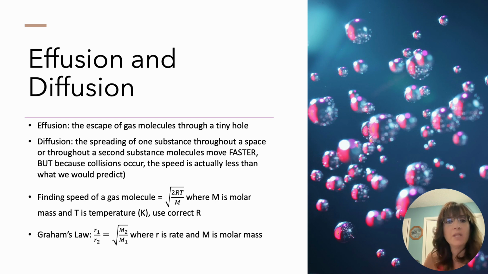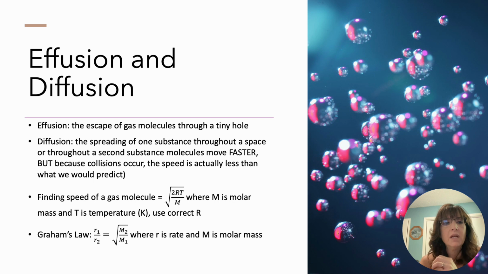Let's quickly review the difference between effusion and diffusion. In both cases, molecules are moving from an area where it's crowded to an area where it's not crowded. But effusion is where gas molecules have to escape through a tiny hole. So imagine you've got like a beaker and there's something in the middle dividing the beaker in half. And you've got a little hole in that divider. And all the gas molecules are over here. Well, they have to go through that hole to get to the other side. Diffusion is just molecules moving from crowded to not crowded.